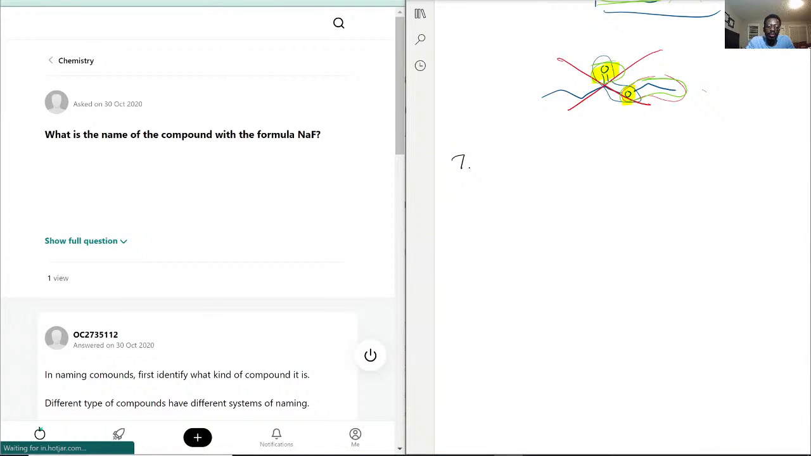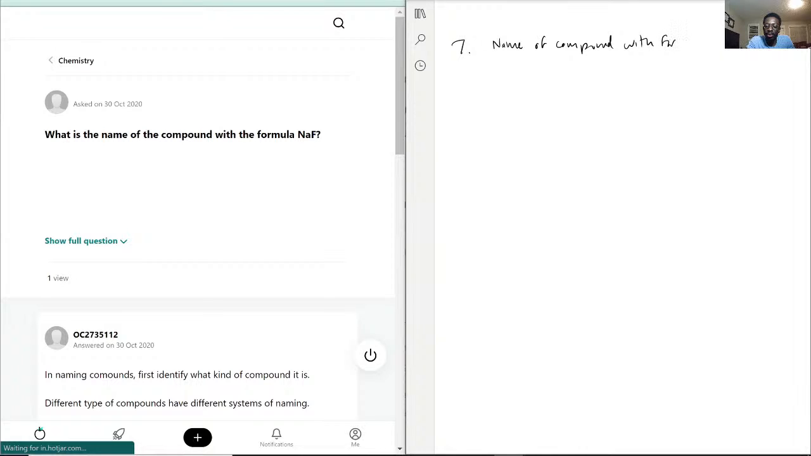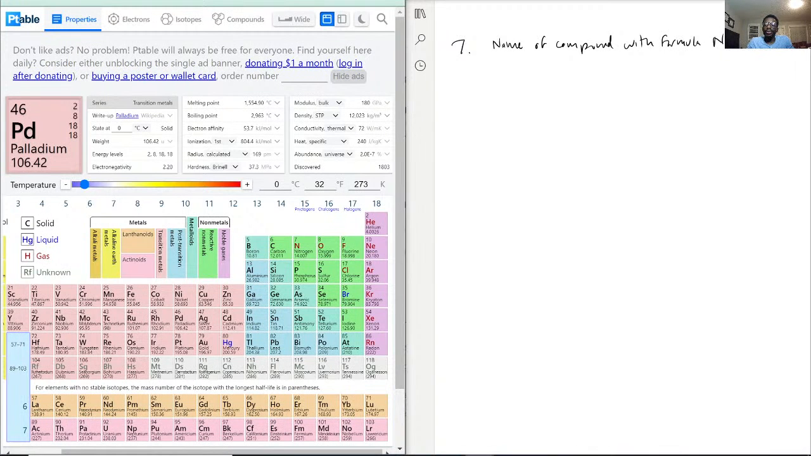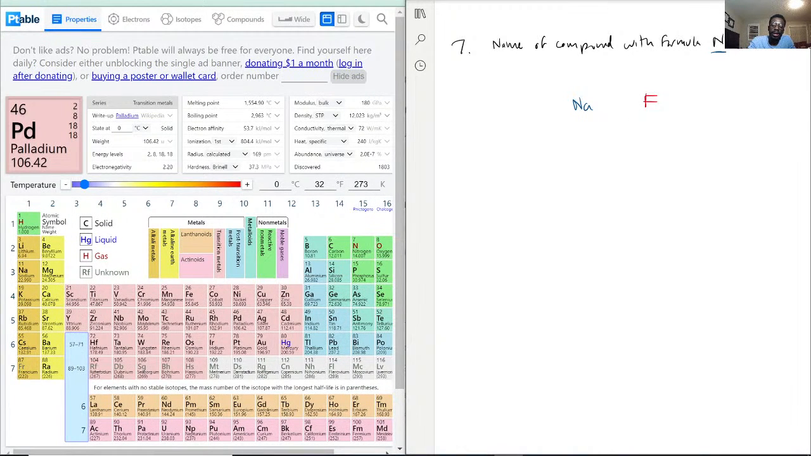What is the name of the compound with the formula NaF? So, name of compound with formula NaF. That's a great question. So first we need to figure out what this compound is made of. We see Na and we see F. So let's go to the periodic table to find out what Na is and what F is, okay? So let's start with Na. As you can see here, Na is sodium, okay?